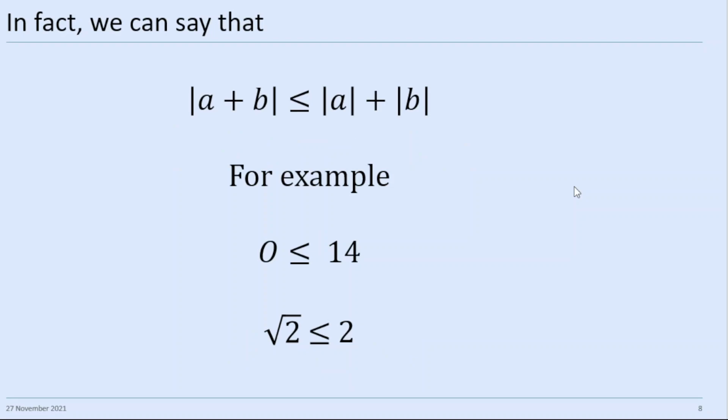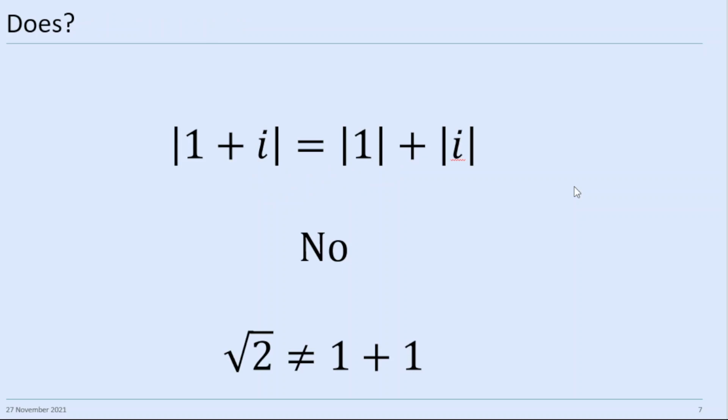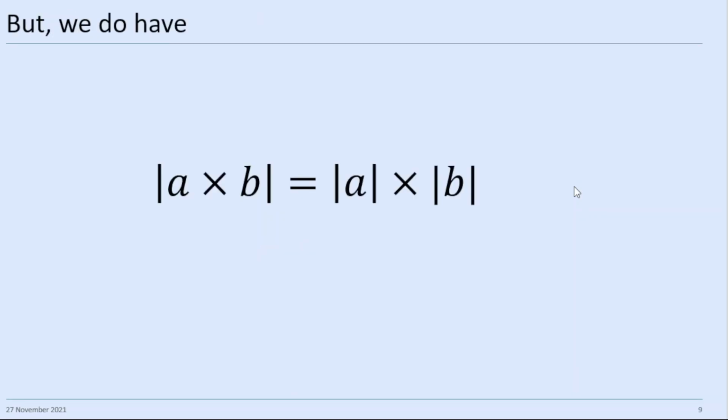In fact, what we can say is that the mod of a plus b is less than or equal to the mod of a plus the mod of b, and this is connected with the fact that the shortest distance between 2 points is a straight line. We'll come to that in a future video. But in the previous examples, 0 is less than or equal to 14, definitely true. Square root of 2 is less than or equal to 2, also true. So if we flick back, that's the 0 is less than or equal to 14 example. That's the root 2 less than or equal to 2 example.